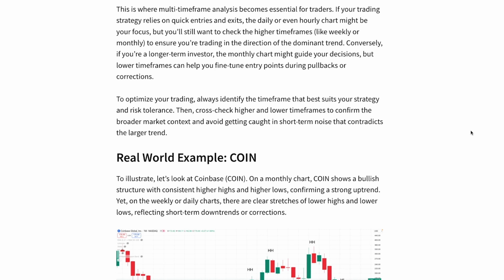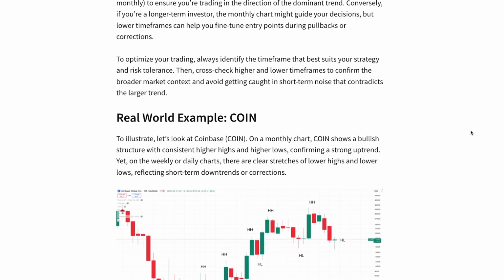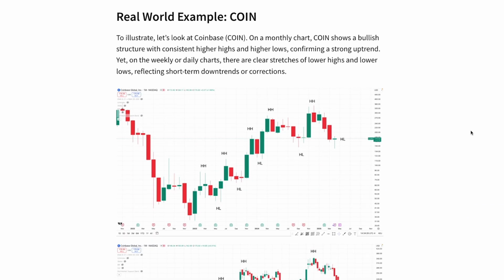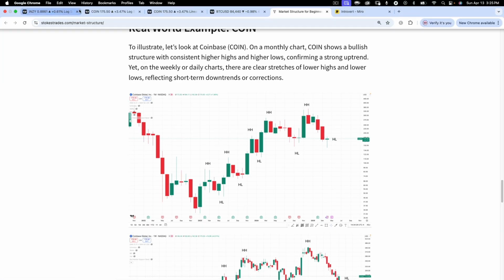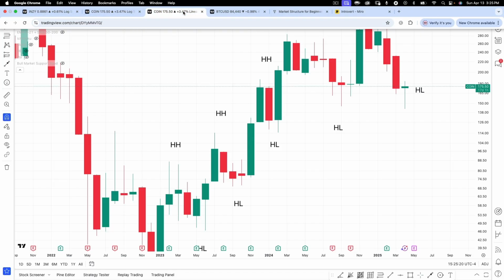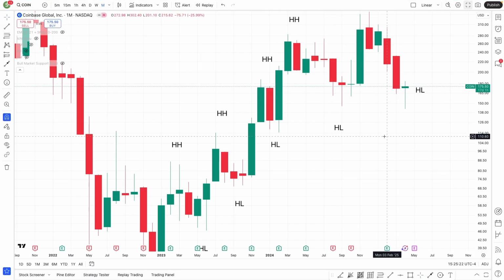But on the flip side, if you're a long-term investor, the monthly chart might be your guide to making decisions, and the lower time frames maybe will fine-tune your entry points, or you can just ignore some of that noise as well. So a real-world example that I thought we would look at is the chart of the stock COIN, the Coinbase chart. So we've got some images here, and I'm just going to jump over to TradingView, which is easier, and we'll look at this chart on TradingView.